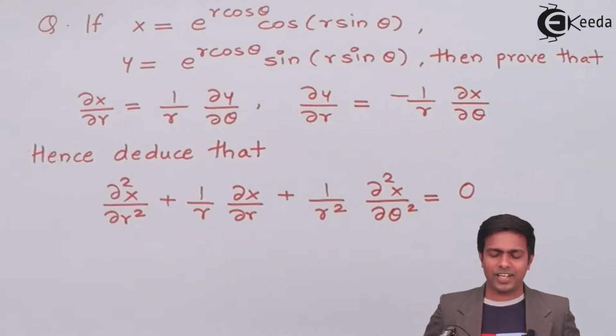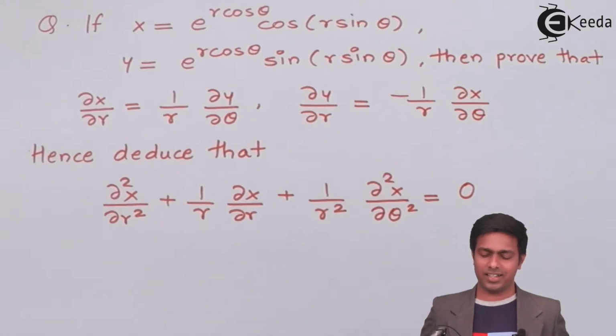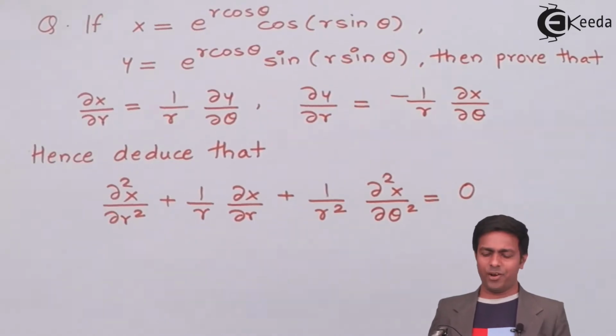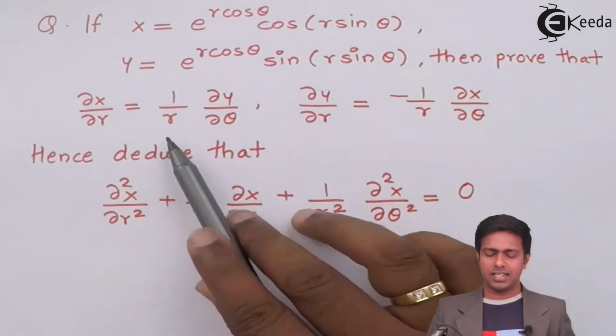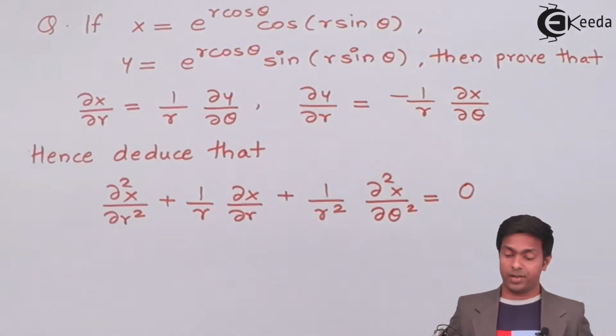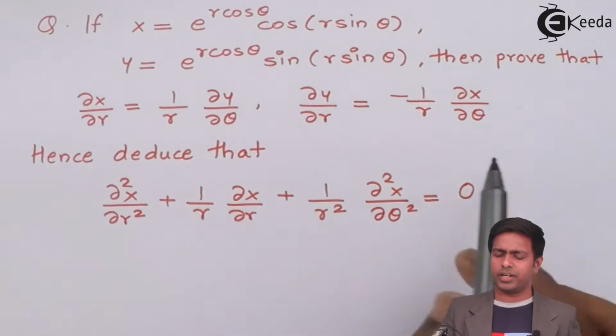So here the value of x is given as e to the power r cos theta cos of r into sin theta, and the value of y is also given in terms of r and theta, and we have to prove these two results and then we have to deduce this big result. Now guys, how to do this? So let's take one by one. So let's forget about the deduction.